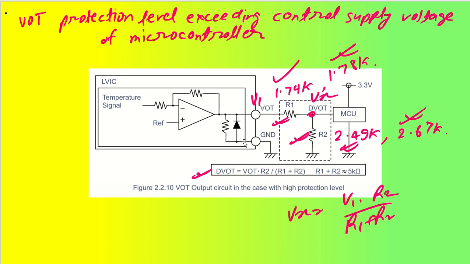So hope you have a very good understanding about how to connect the VOT pin protection level to the microcontroller ADCs or any other place where we want this particular analog voltage to be given.